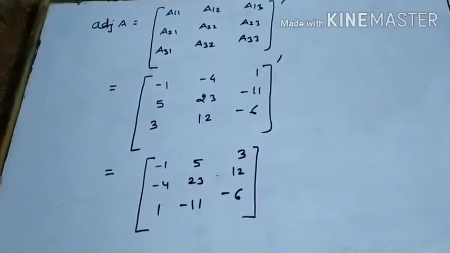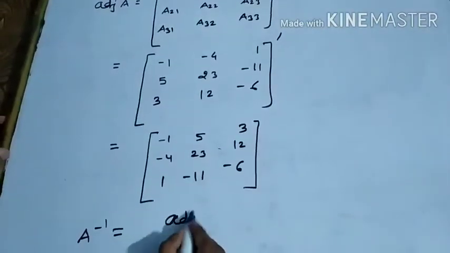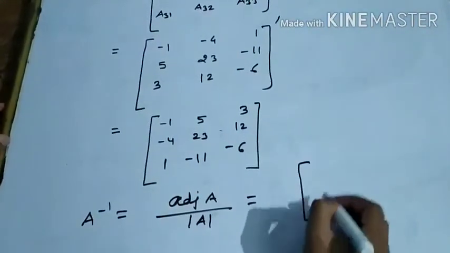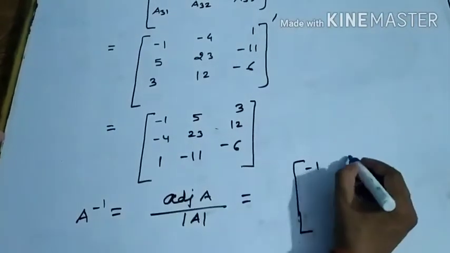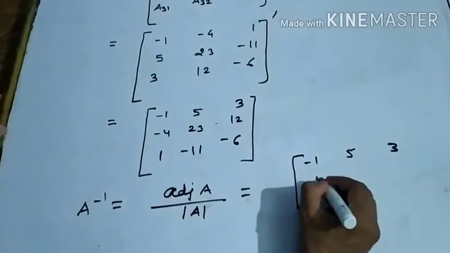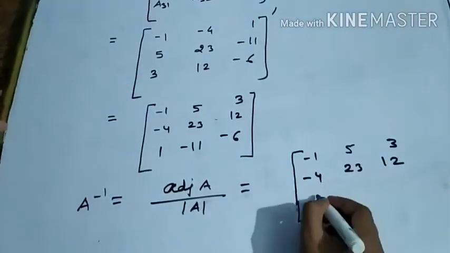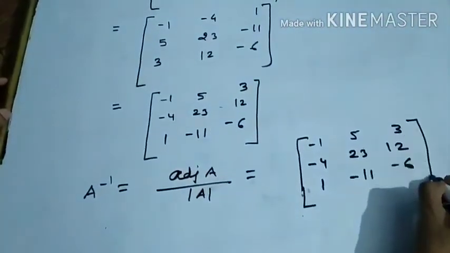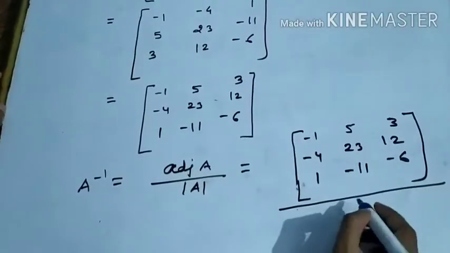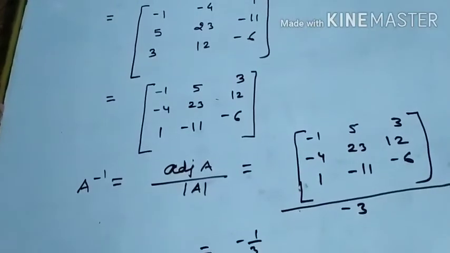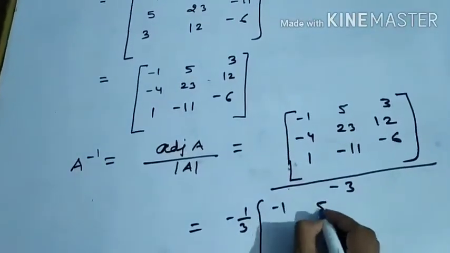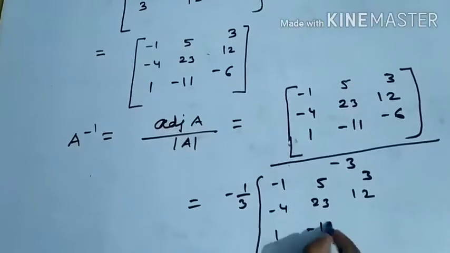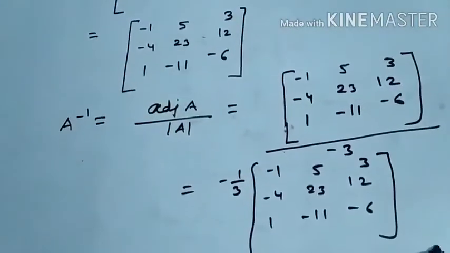Now after that, A inverse, this is equal to adjoint A upon determinant of A. So this is equal to adjoint means this is the minus 1, and then 5 and 3, then minus 4, here this is the 23, here this is the 12, 1, and here minus 11, and then this is the minus 6, and then after determinant of A means this is the minus 3, or this is equal to minus 1 by 3 and then minus 1 5 3, minus 4 23 12, 1 minus 11 minus 6. This is your inverse of matrix A.